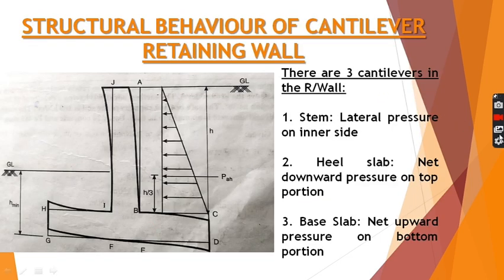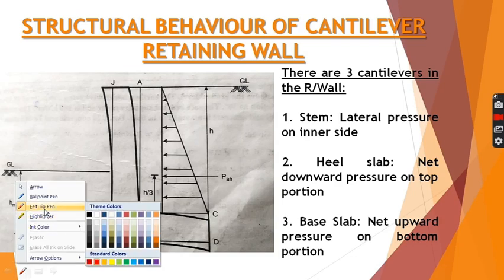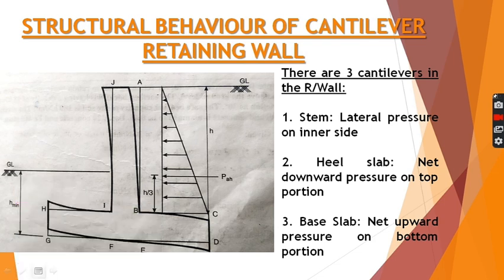Now we need to know the structural behavior of your cantilever retaining wall. As I have explained earlier, there are 3 cantilevers in a retaining wall. First cantilever is the stem, second is the heel slab, and third is the toe slab. The stem is like this, the fixed end is here and the free end is here. So we will look at the individual components.